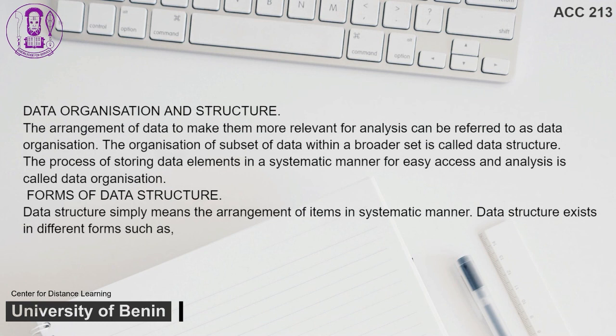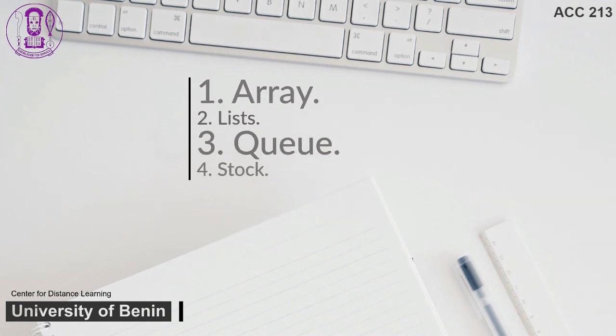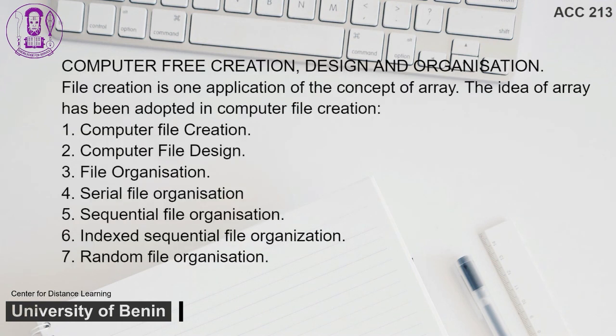Forms of data structure. Data structure simply means the arrangement of items in a systematic manner. Data structure exists in different forms such as 1. Array. 2. Lists. 3. Queue. 4. Stack. Computer file creation, design, and organization. File creation is one application of the concept of an array. The idea of the array has been adopted in computer file creation.